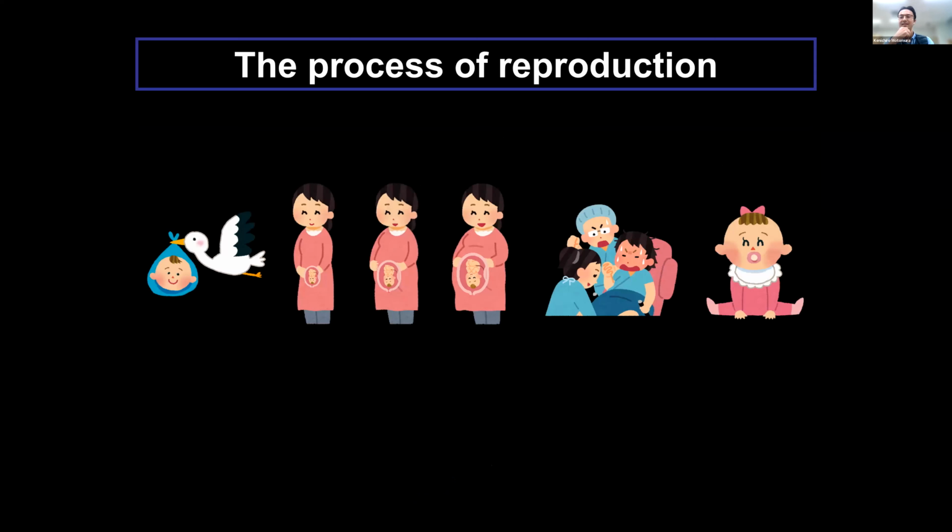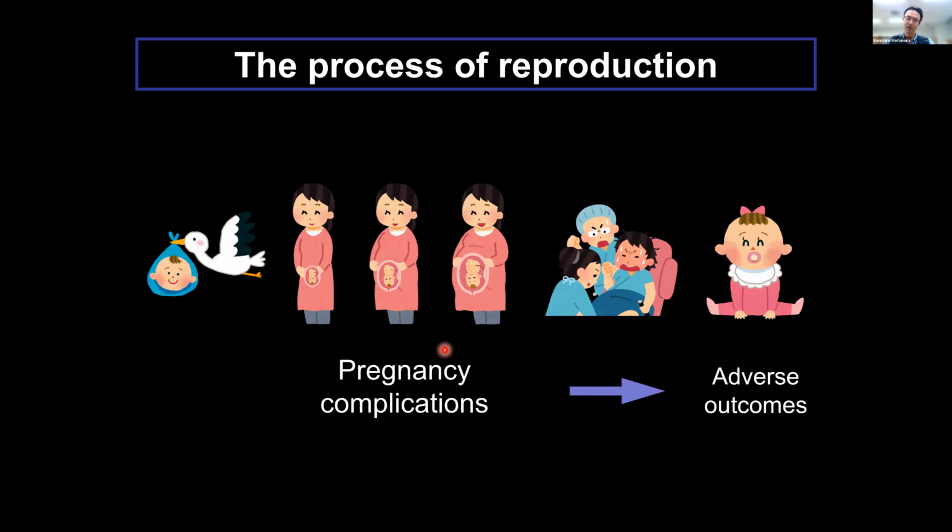So this is the process of reproduction. As an obstetrician, we take care of pregnant women and their delivery. However, this is a sequential process, and it is very important to understand that any problems during pregnancy can affect the life of their babies.